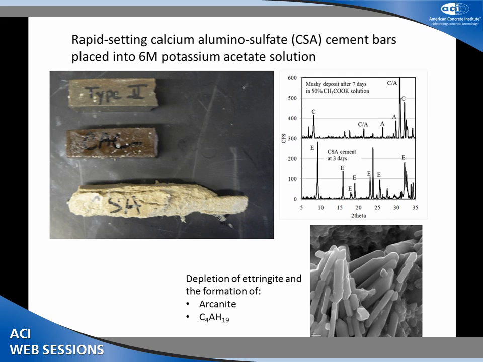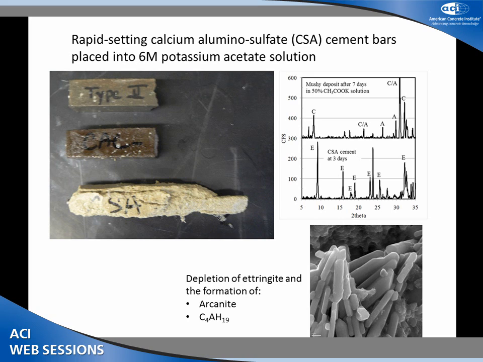So what was interesting is, we saw the same with ettringite. So we're like, let's make some bars with a type 5 cement where we have hardly any ettringite formation. We did a calcium aluminate cement. We also did a rapid setting calcium sulfoaluminate cement, which is like an ettringite-based system. And right up here, this is the CSA cement after 3 days in water, and very high ettringite peak. And after 4 days in potassium acetate solution, this is what the bar looked like. And again, we get that calcium aluminate phase, and we get arcanite phase in there.